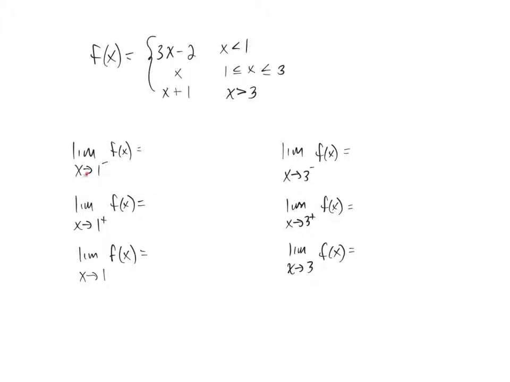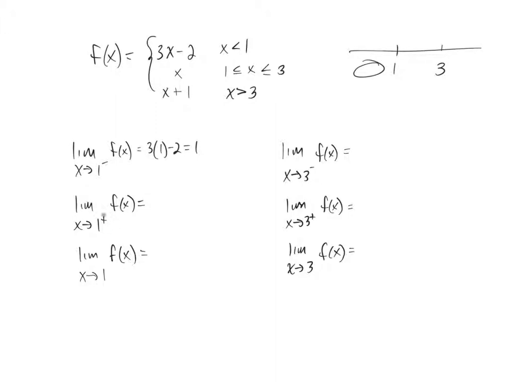So for the limit as x approaches 1 from the left side, we're talking about x's that are less than 1. Maybe think of a number line here. Here's 1, here's 3. So x's that are less than 1 is over here. We're talking about plugging 1 in for this x. So 3 times 1 minus 2 is 1. All you need to do.